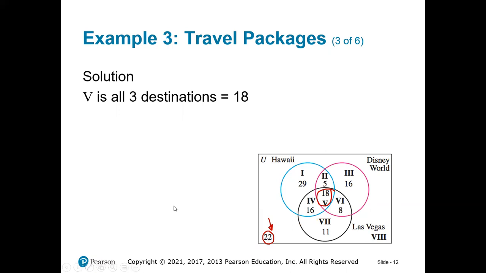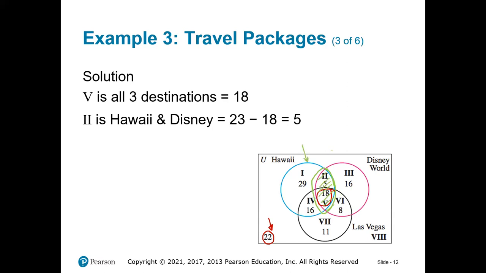So all the visitors that want to go to all the regions is 18. Now, how many people want to go to Hawaii and Disney? Let me highlight this region here. If I highlight this region, this one here, this is among the people who want to go to Hawaii and Disney.